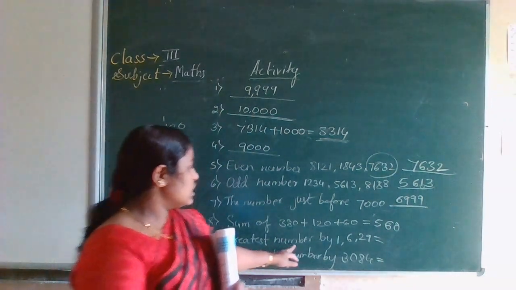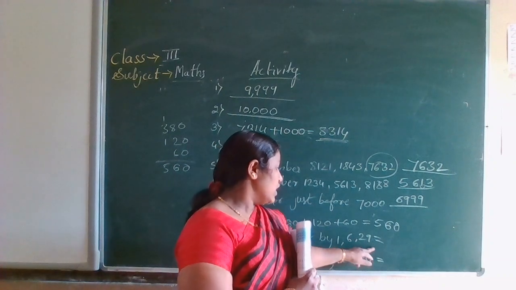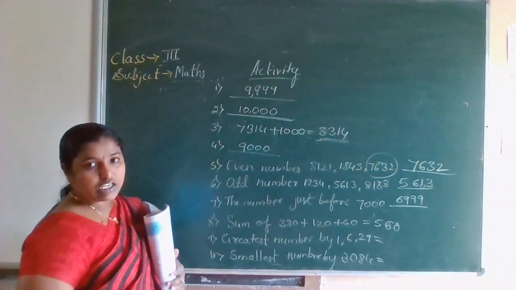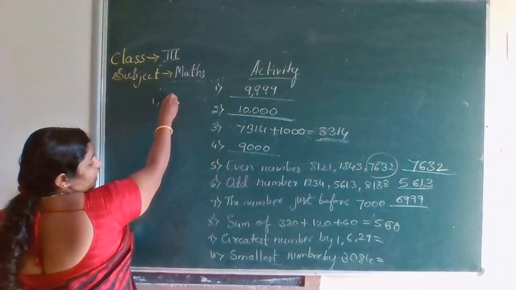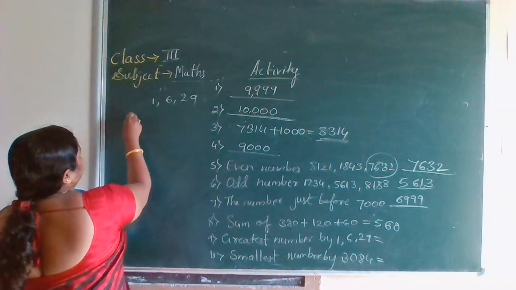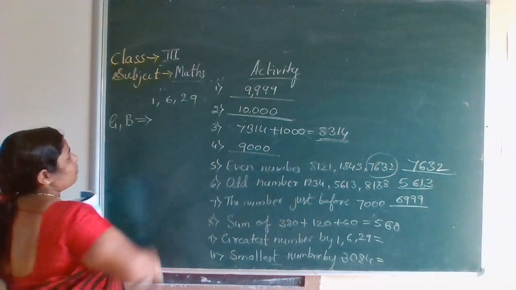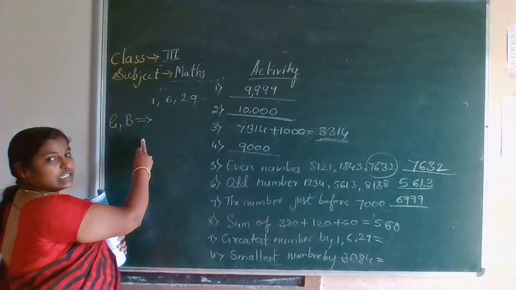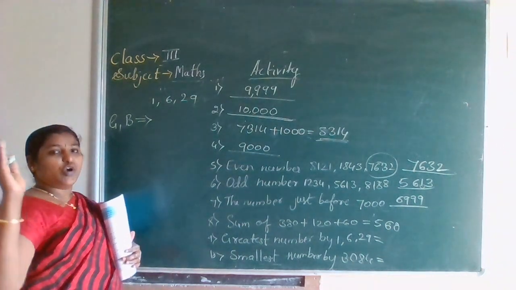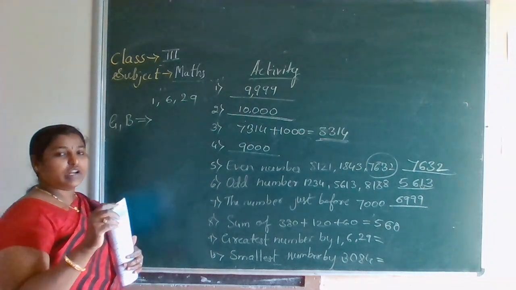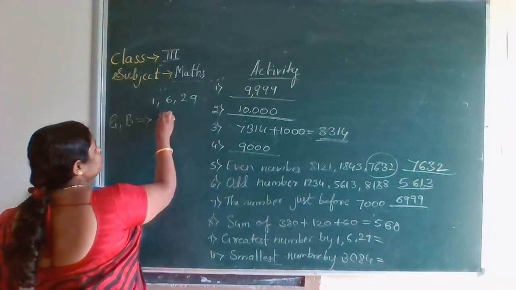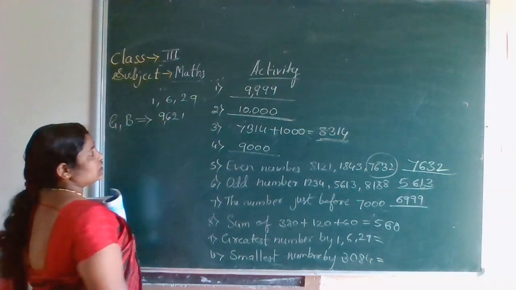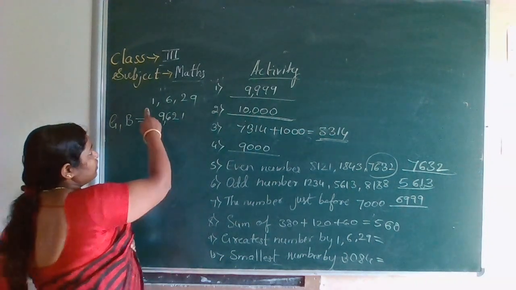Next, greatest number by 1, 6, 2, 9. These 4 numbers we should use, and we have to write the greatest number. It means the biggest number. To write the biggest number, we have to write the numbers in descending order. Descending means first should be very big, then 6, 2, 1. This is the greatest number of these numbers.